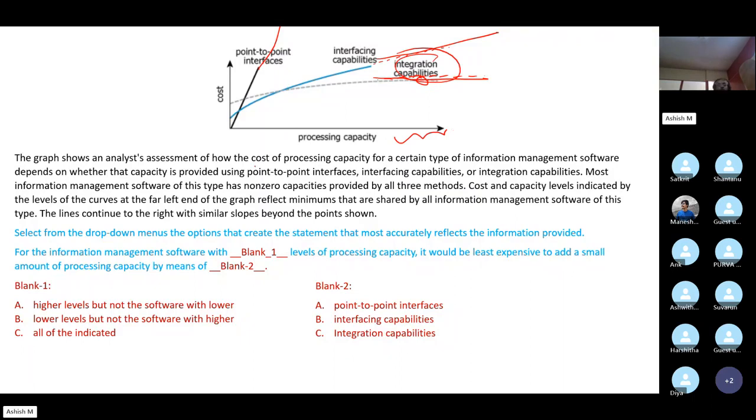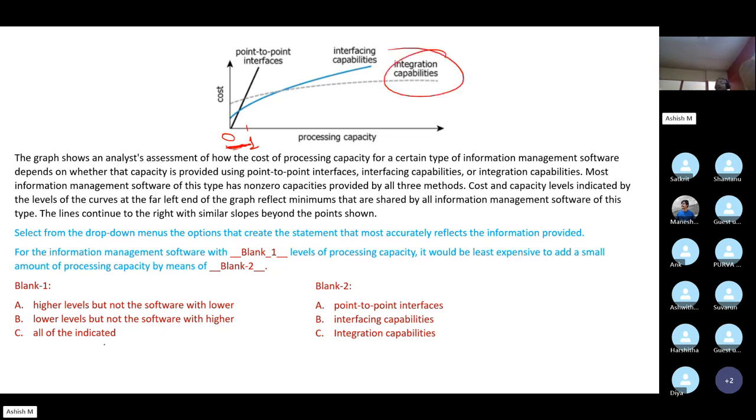All right. Now let's look at lower levels of processing capacity. In fact, by lower, let's look at this. We are talking about adding a small processing capacity. So let's say this is 0 processing capacity, and let's say this is 1. So we have to increase the processing capacity from 0 to 1. All right. So this is the lower level of processing capacity in this range. So in this range as well, if we have to increase the processing capacity from 0 to 1, tell me which slope is the lowest?